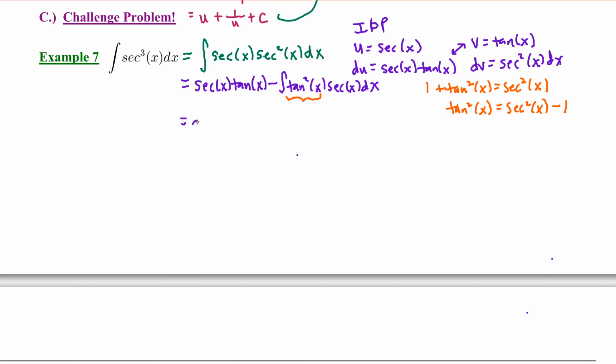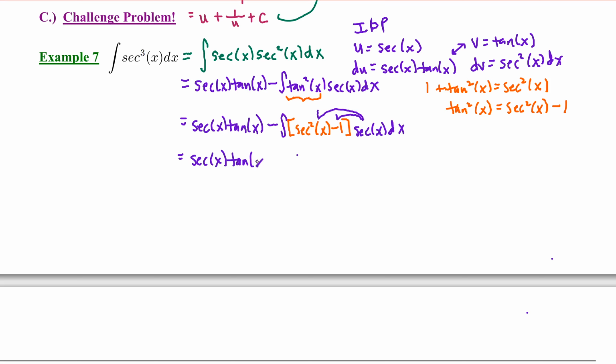Our integral becomes secant of x, tangent of x. Now those two terms have been integrated already. No pending integration there. Minus the integral of, we're going to replace tangent squared of x with secant squared of x minus 1. And we still have this secant of x dx hanging out here. Then I'm going to go ahead and distribute the secant of x. So we have secant of x times tangent of x minus the integral of secant cubed of x minus secant of x dx.